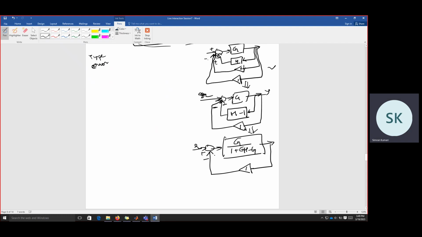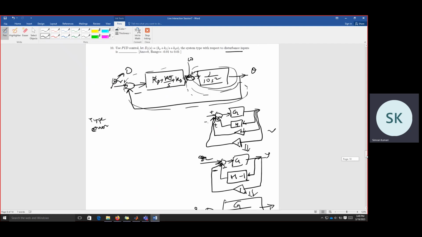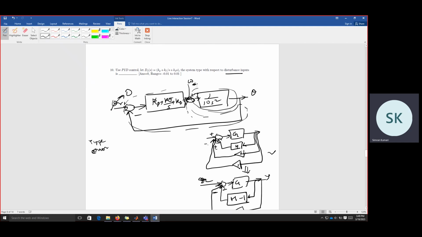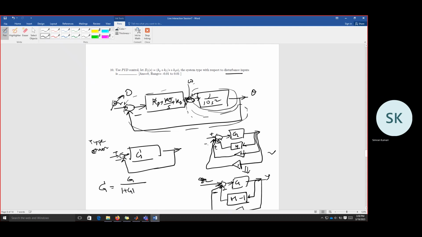So now we say, okay, for this system, like G and H in feedback, we can represent that with this one. So unity feedback gain and this one in the forward path. So for this system, where W is the input, like disturbance is the input, we can replace this by a transfer function in forward path, that is G dash S, and with unity gain in feedback. Now this G dash will be G by 1 plus GH minus G.